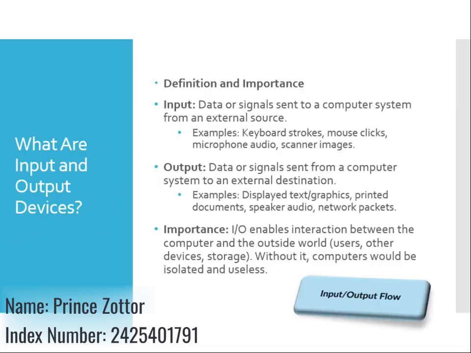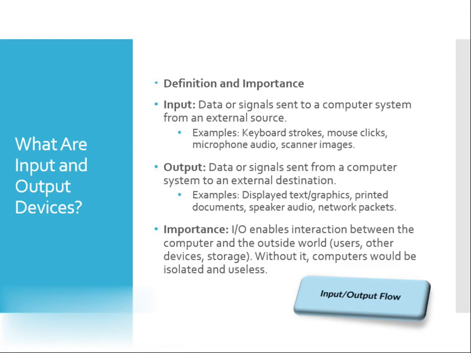Definition and importance. Input: data or signals sent to a computer system from an external source. Examples: keyboard strokes, mouse clicks, microphone audio, scanner images. Output: data or signals sent from a computer system to an external destination. Examples: displayed text and graphics, printed documents, speaker audio, network packets.